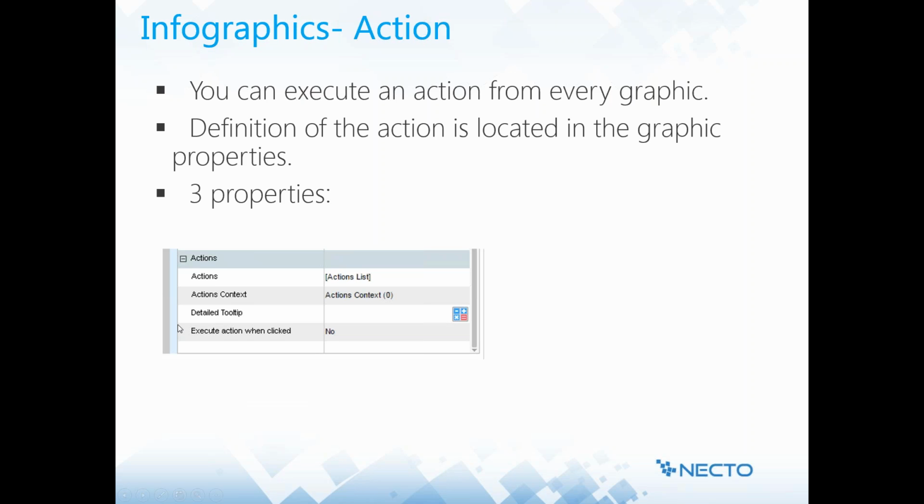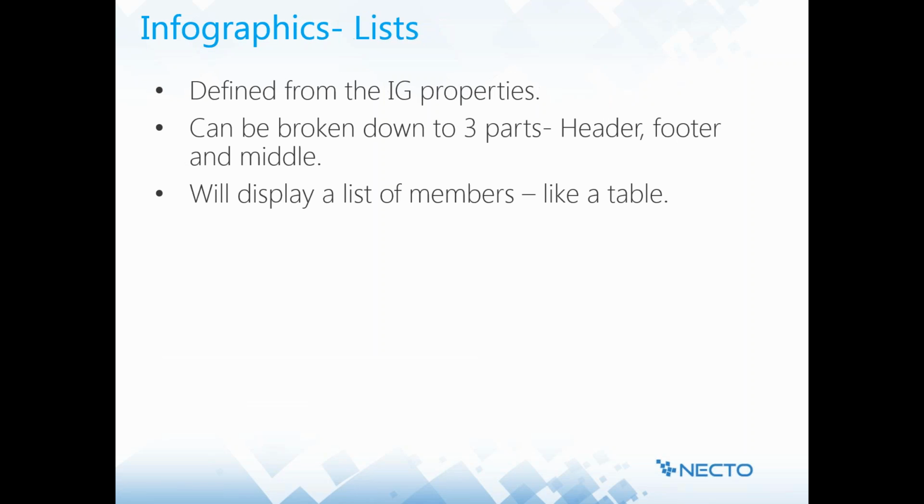You'll have three properties added to the infographic properties. The action, and there is only one action per component, of course. The contents, a tooltip if we want to add a tooltip, and this important property, execute action when clicked. By default, it is on no, so you will have to press on this action and then execute the drill-through capability that you defined. If you would like to give the user the capability to press on a graphic and then immediately, automatically perform the action, you will have to change it to yes, and then on every click, the action will be performed.